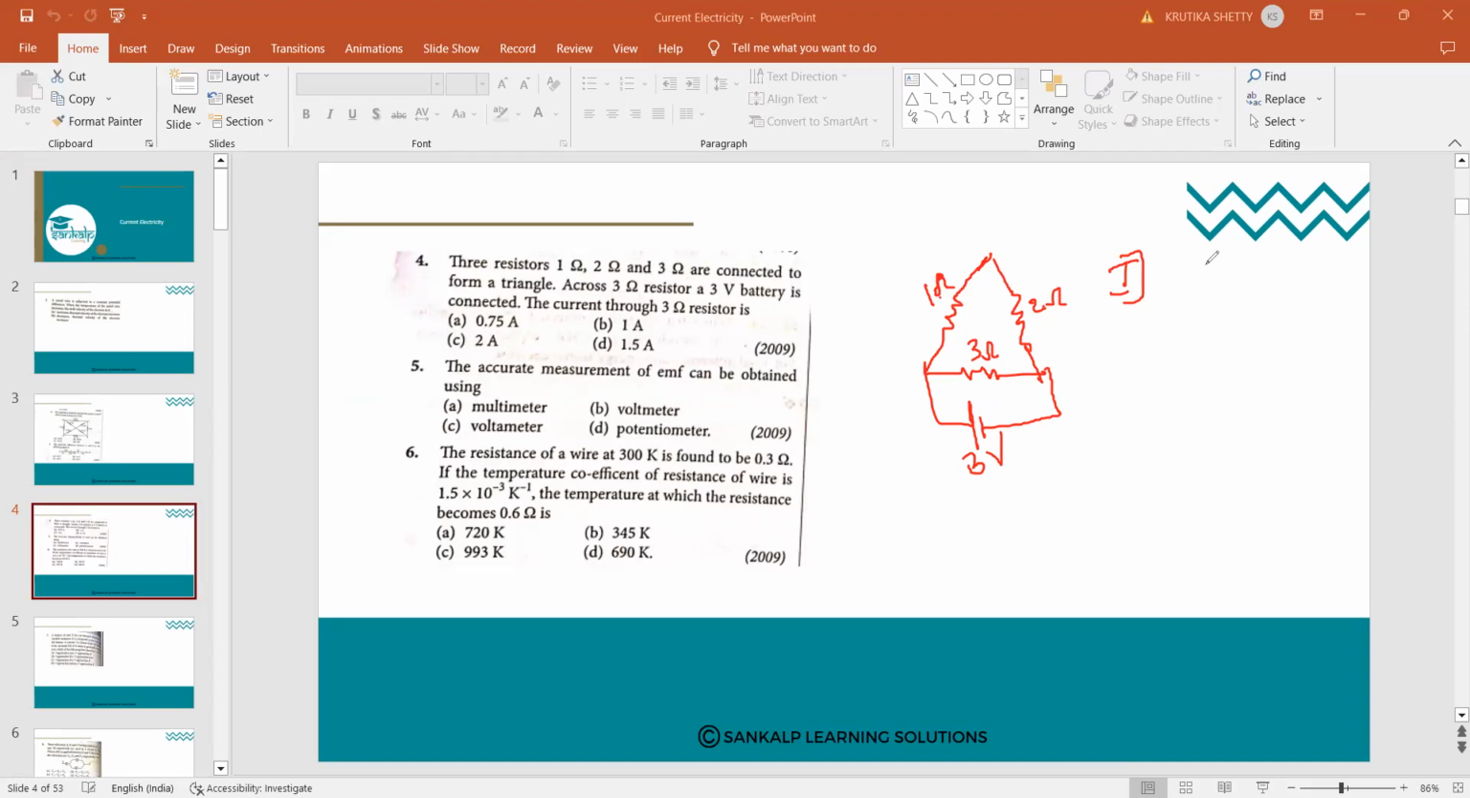These are connected in series. So when it is connected in series, the effective resistance is 1 plus 2. So 1 plus 2 is how much? It is total 3 ohm. Next, what is the next step? Your 3 ohm is connected in parallel with your 1 ohm and the 2 ohm.